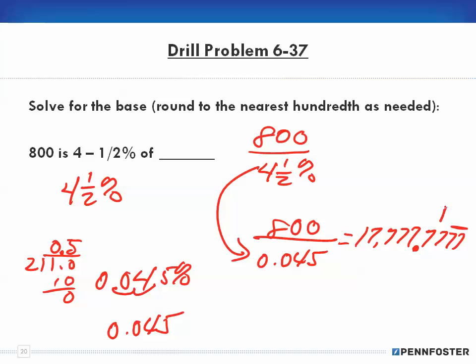So again, this is my hundredths because I'm rounding to the nearest hundredth. So I have 17,777.7. All right, since my 7 is in the hundredths and I look to the right and that's a 7 greater than 5, so I round up and I end up with 78 as my final answer. Okay, so that takes care of the base. Let's move on in the next video to the rate.